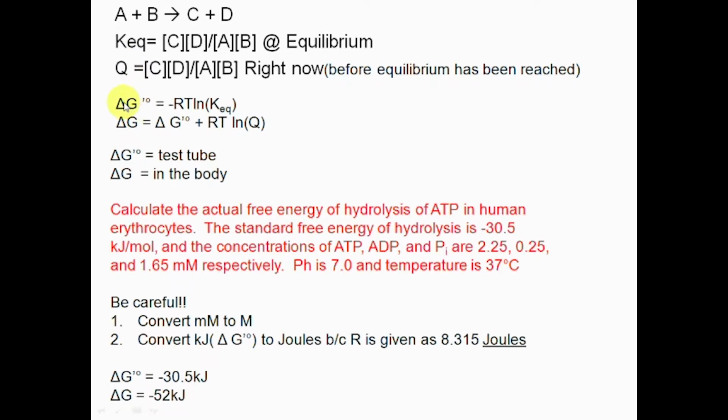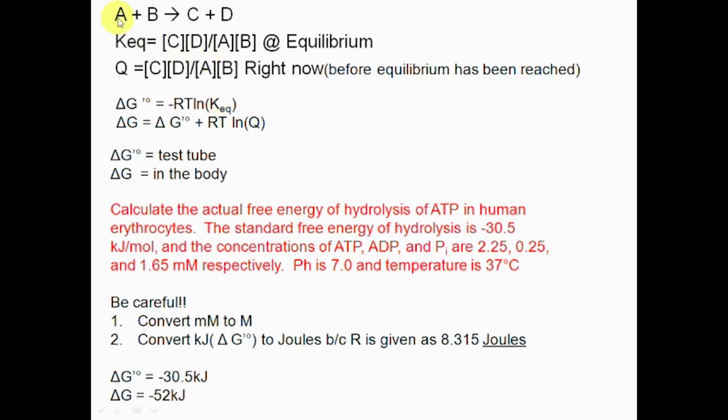So we're going to focus on two equations first, and those are these right here. We have delta G prime naught equals this, and delta G without the prime naught equals this. There are four terms I'd like to introduce: delta G prime naught, delta G, K equilibrium, and Q. We'll focus on K equilibrium and Q first.